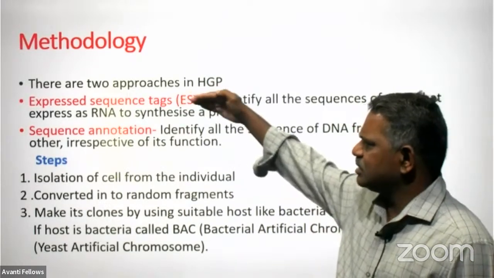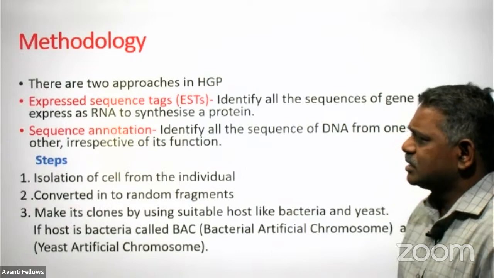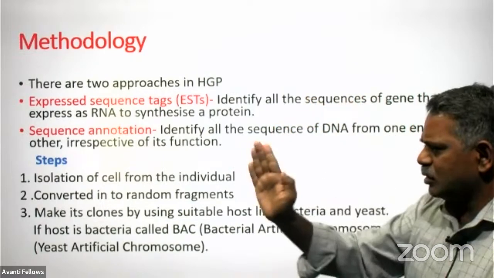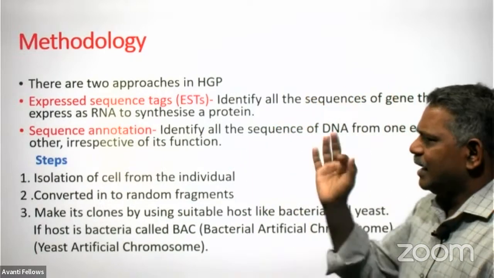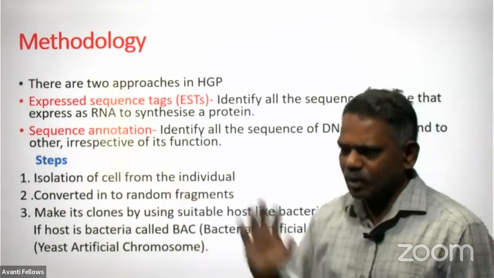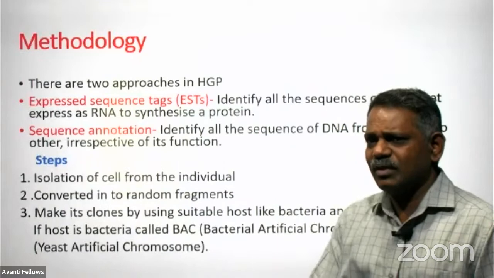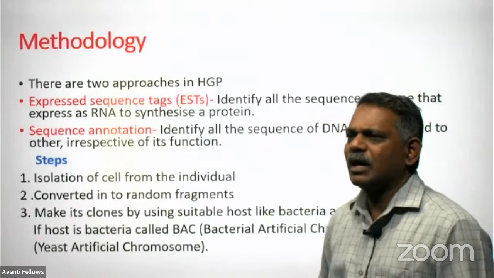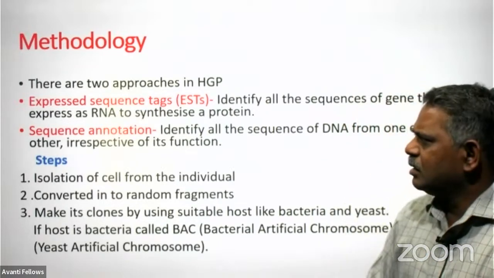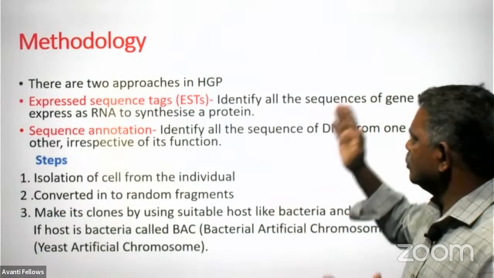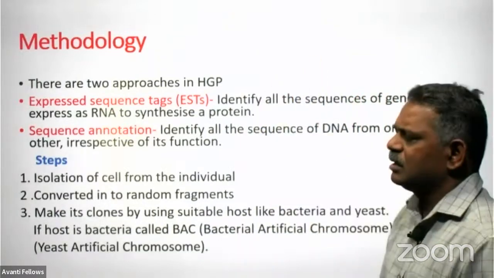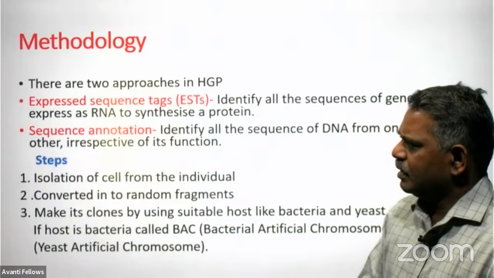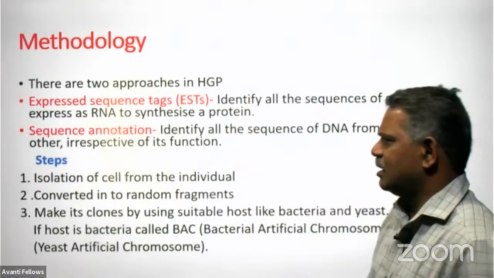One is the expressed sequence tag. Here we identify the nitrogenous base sequence of the genes that express as RNA to synthesize a protein. As I told you, many genes are very silent in our body. Many genes are very silent, never producing RNA, never producing protein. And here we are trying to identify the sequence of the gene which is expressing a particular protein by producing an RNA. That is the expressed sequence tag.